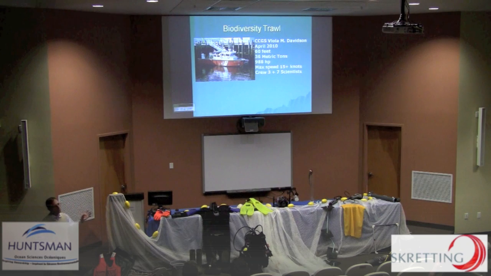This is one of the vessels we use. This is a Coast Guard ship, Biodiversity. It's brand new, commissioned in 2010, 60 feet long, 36 metric tons in displacement, 988 horsepower. It's a very powerful boat. Maximum speed 15 knots. Cruise 3, and it holds 7 scientists, so it can get heavy when we do that. So it's a great, great boat.